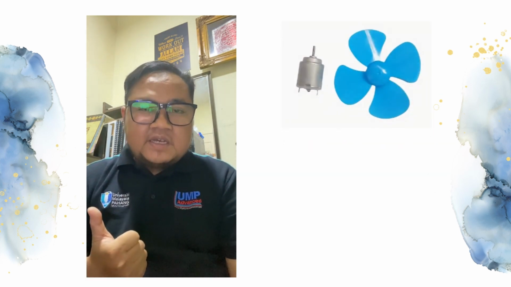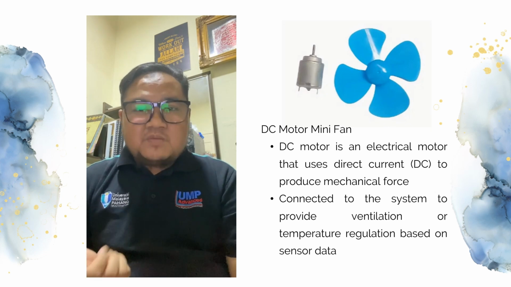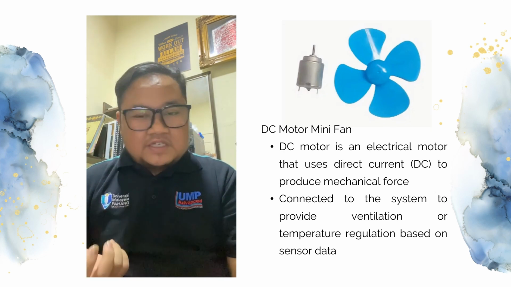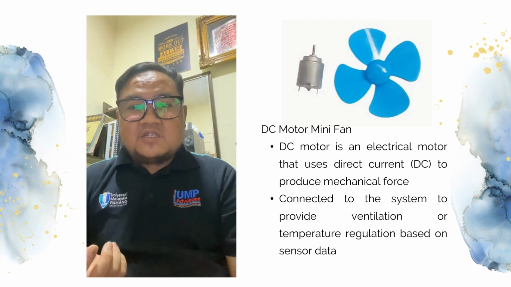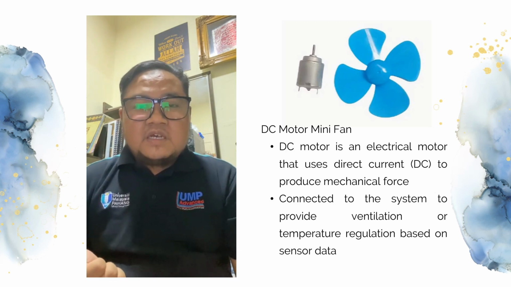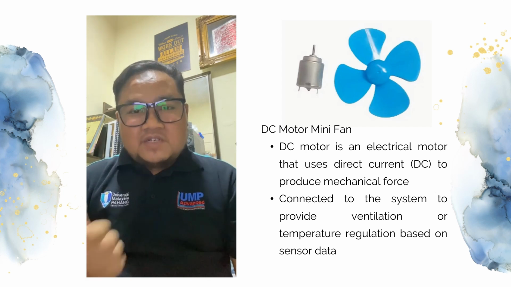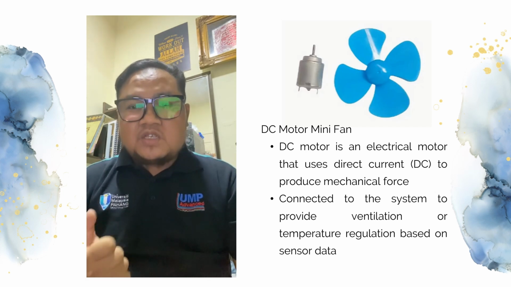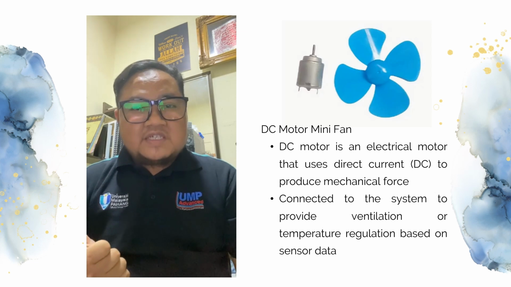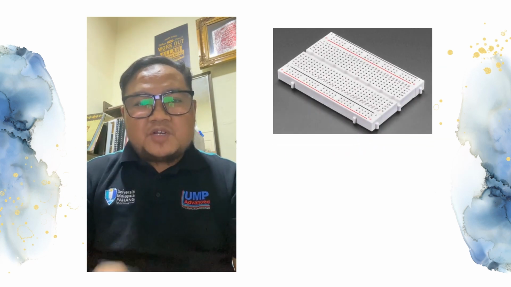Also, we are using for output a DC motor mini fan. A DC motor mini fan is an electrical motor that uses direct current, DC, to produce a mechanical force, like a fan. It is connected to the system to provide ventilation or temperature regulation based on the sensor data. Also, we are using a component to support this project, which is the breadboard.